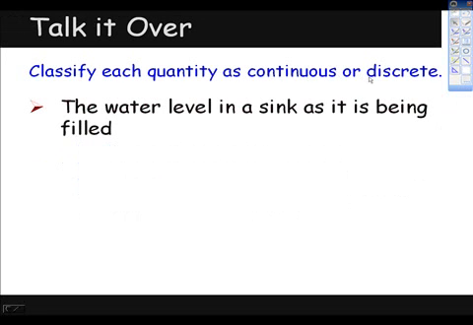Classify these as continuous or discrete. The water level in a sink as it's being filled. Is that going to be continuous or discrete? You should say continuous because it'll go through every little height along the way. It won't just jump from 1 inch to 2 inches and so on.